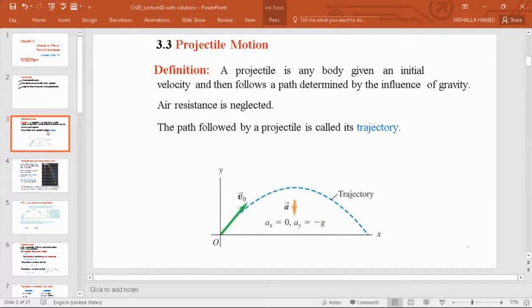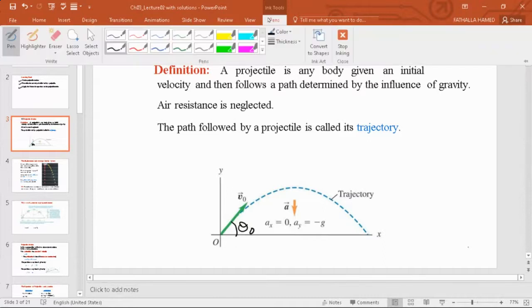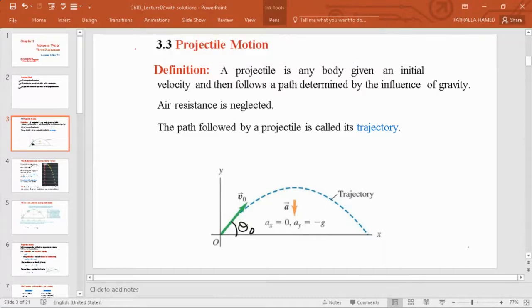Now, in chapter number 2, we dealt with kinematics in one dimension, and then we dealt with the free fall in one dimension. But now you can basically throw something at an angle. So, for example, you can throw this at an angle theta naught and at initial velocity v naught.